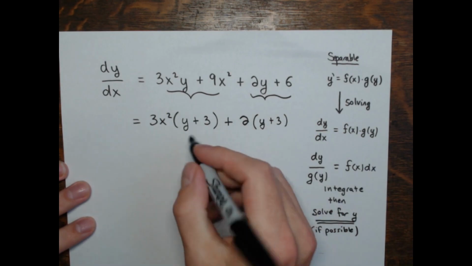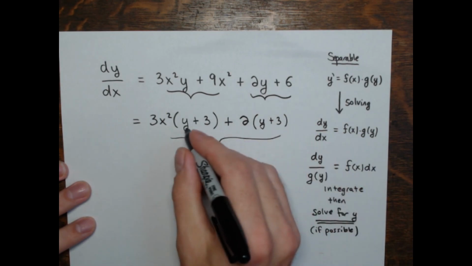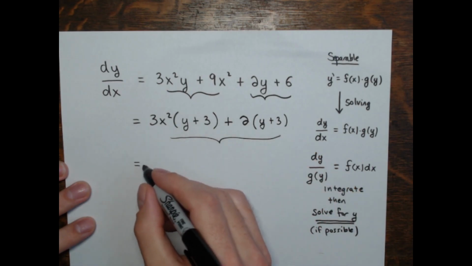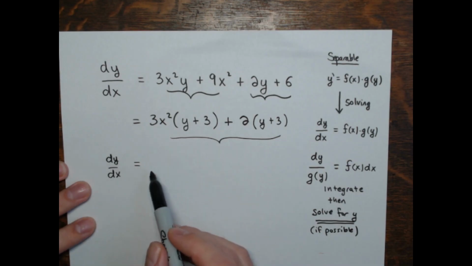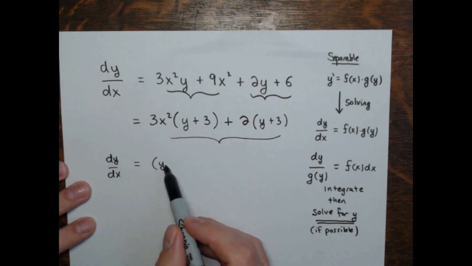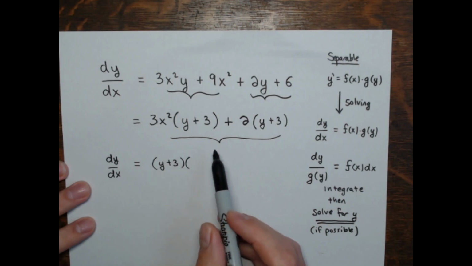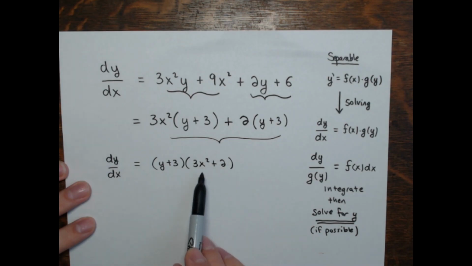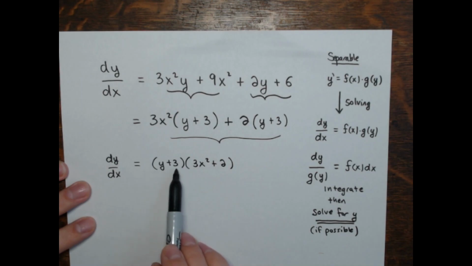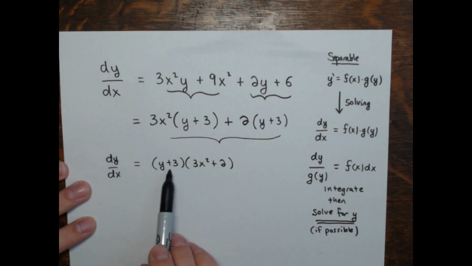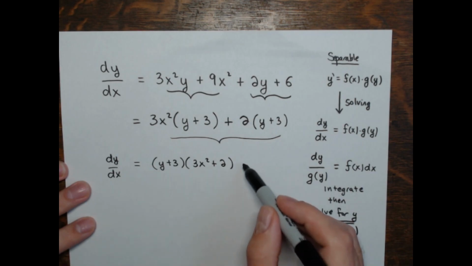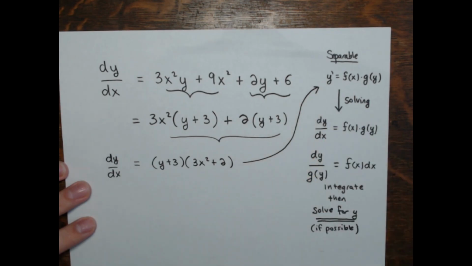And now look at the thing as a whole. Both of these products have the quantity y plus 3 in common. All right, so now I can see that this is a separable equation. You got y plus 3 multiplied by 3x squared plus 2. So here's their function of x times function of y, right? F of x is like this 3x squared plus 2 here. And the g of y is y plus 3. So now I see, it's separable.